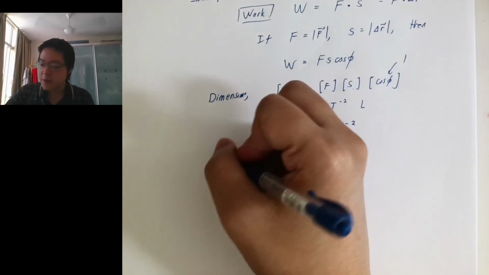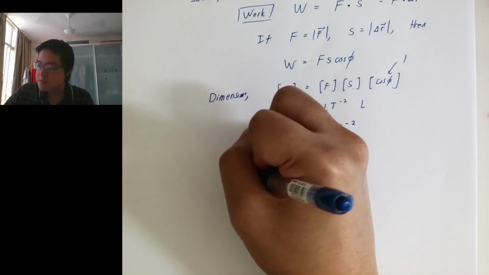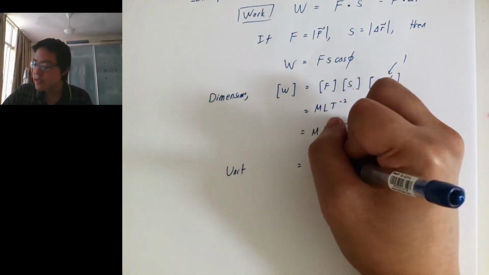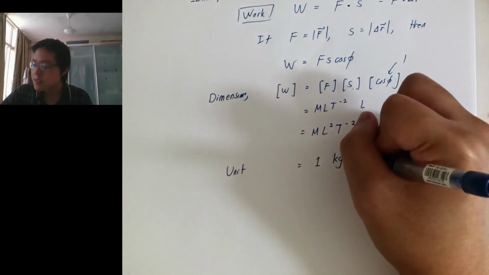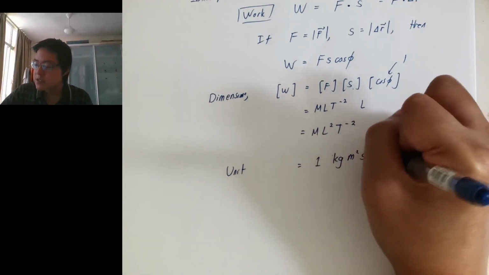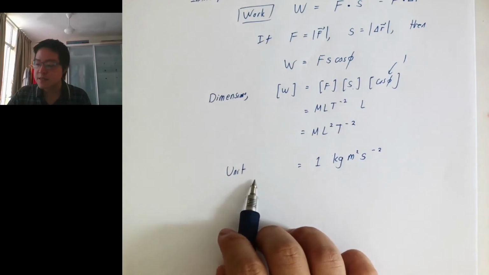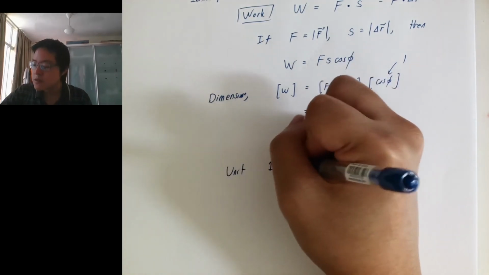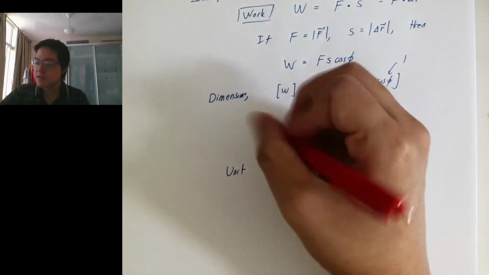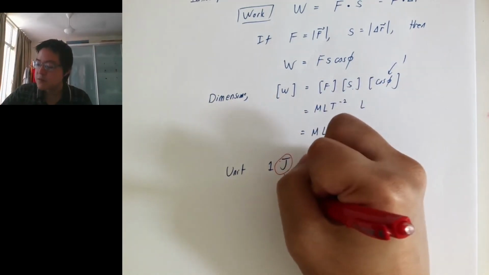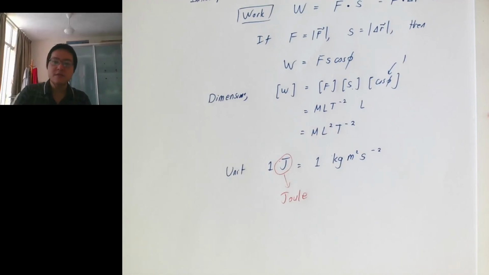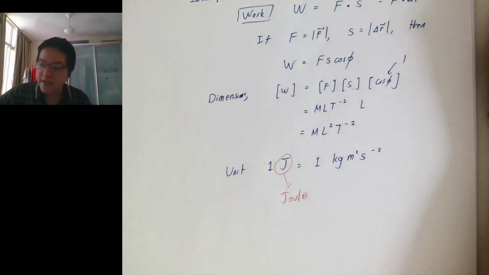From here we can get the units. For SI, it is kg, meter squared, and second squared, and the familiar unit is what we call 1 joule, right? We know this to be the unit of energy. So this is the unit for work and the unit for energy. They are the same thing, we call it joule.